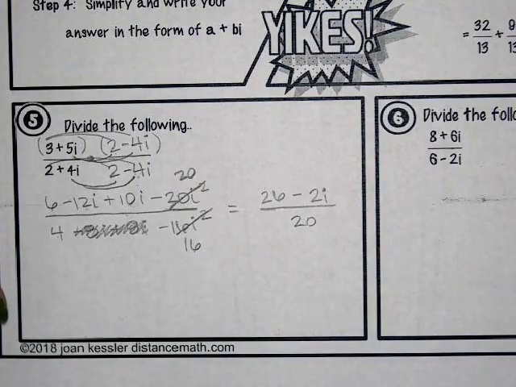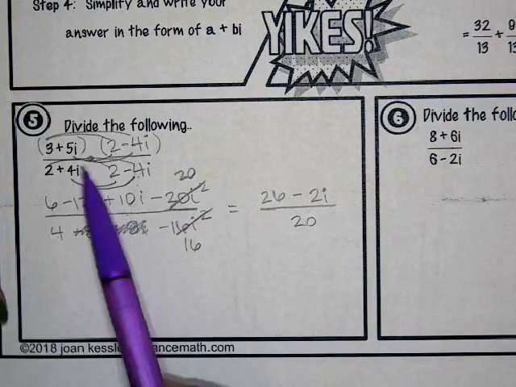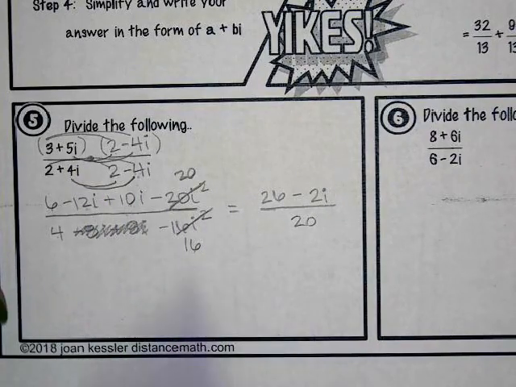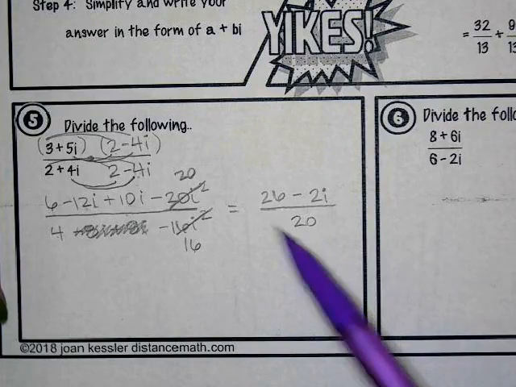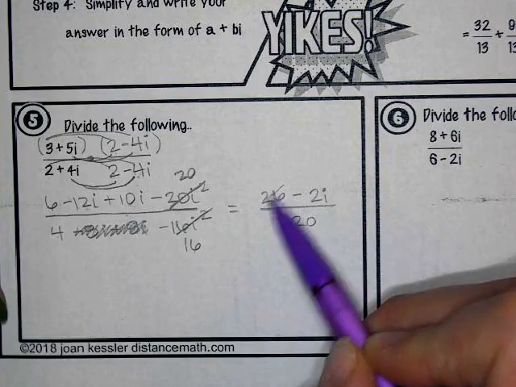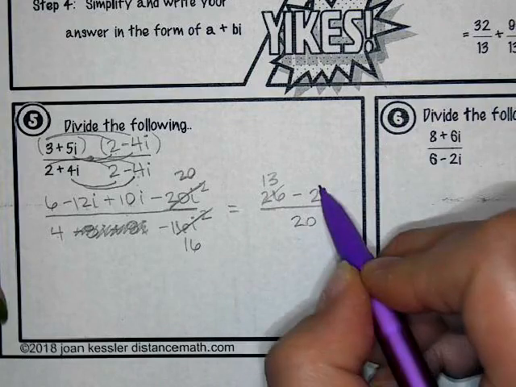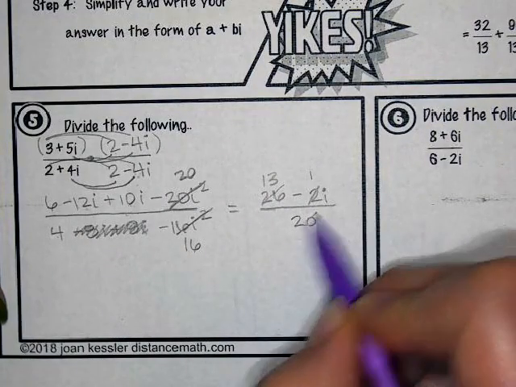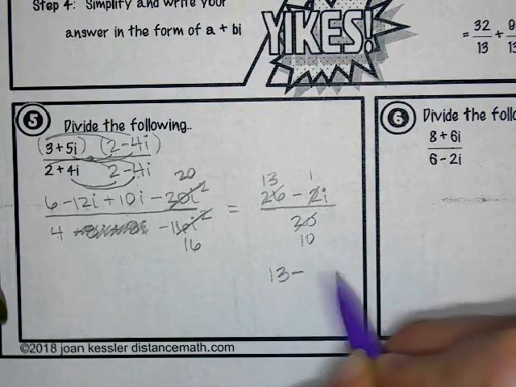So we multiplied by the conjugates, and then all we had to do is FOIL everything out, and then at that point you're just combining like terms. Now, if we look at what is left over, what do you notice about all of these numbers? You can divide by 2. They're all even numbers. So 26 divided by 2, 13. 2 divided by 2, 1. 20 divided by 2, 10. So our final answer is 13 minus 1i over 10.